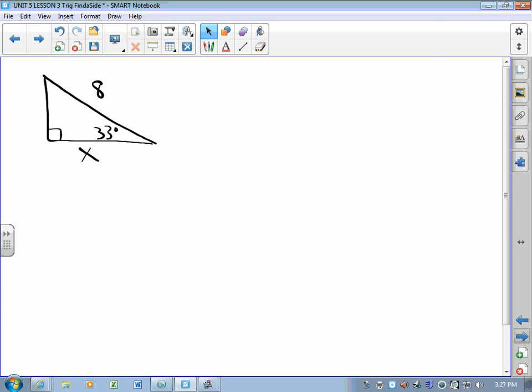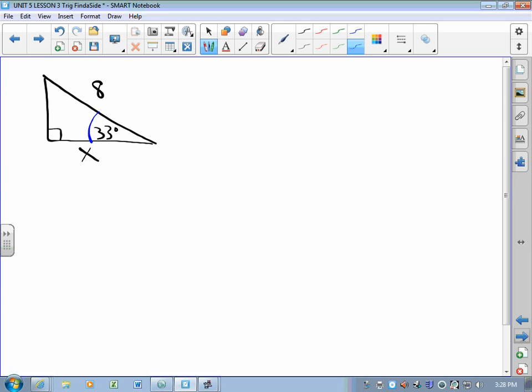Since I have a right triangle, trigonometry is a possibility. If I'm given an angle, then trigonometry is a certainty. This is not a Pythagorean theorem problem because we do not have all three sides involved.